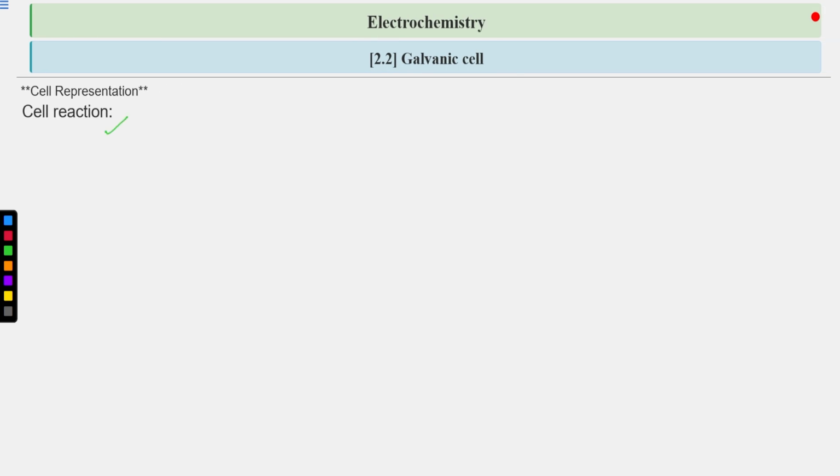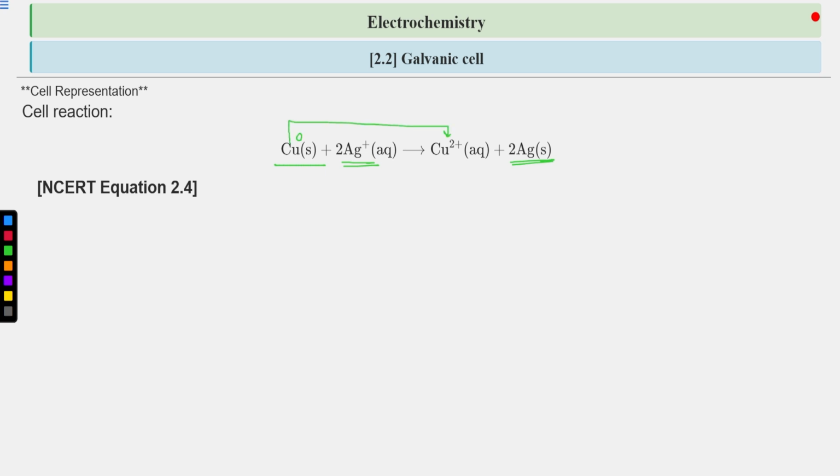Okay, now this is for cell reaction under the topic cell representation. This is the cell reaction between copper and silver. So copper, when reacting with silver ions, is converting to copper 2 plus and 2 silver in the neutral state. Copper from the 0 state is converting to 2 positive, that means oxidation is happening, and silver from plus 1 is converting to 0, that means reduction is happening, right? This is NCERT equation 2.4 in our NCERT textbook in the electrochemistry chapter.